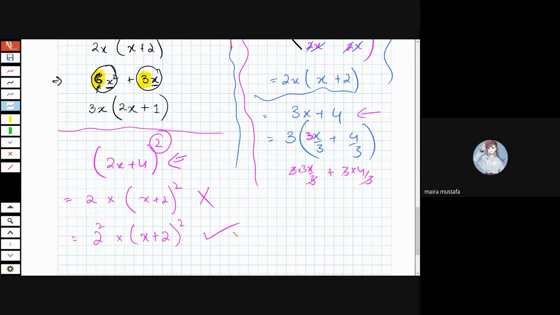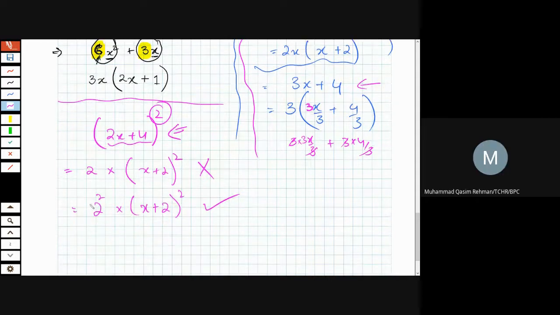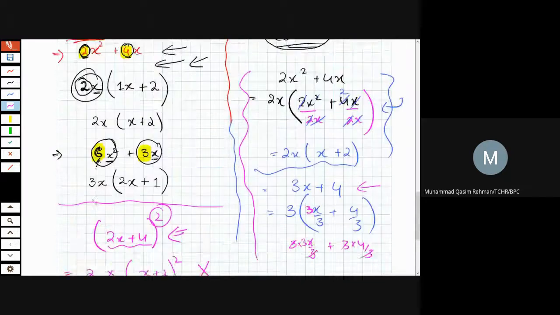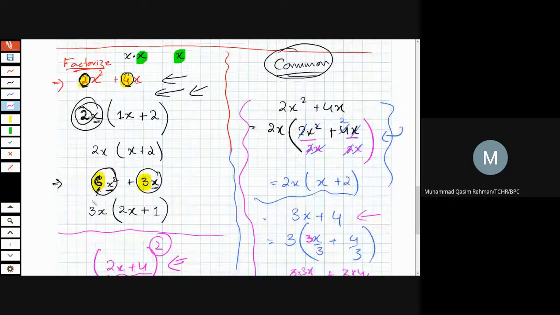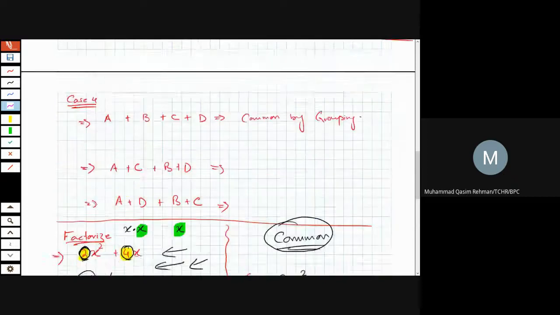Sir, it means that we have to take the square. Yes. If you are taking common from a thing which is bounded by a square or a square root or any other power, then whatever you take common, that power will come out as it is. Okay, sir. All right. So this is how you take common. So this is how you factorize by taking a common.